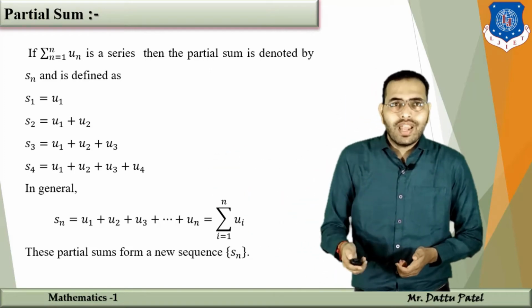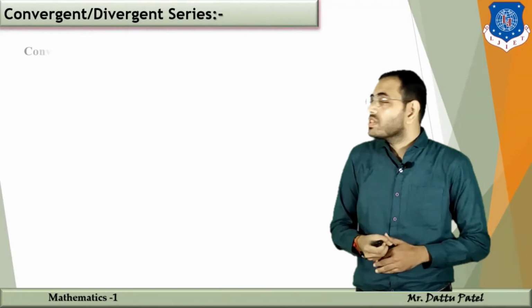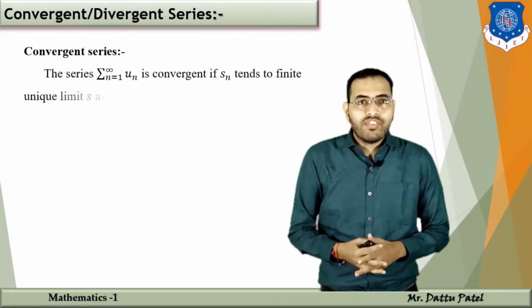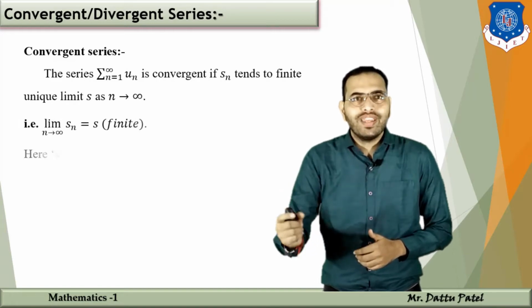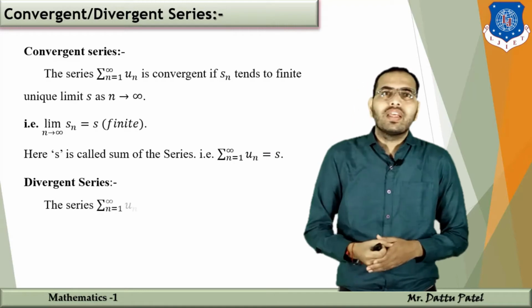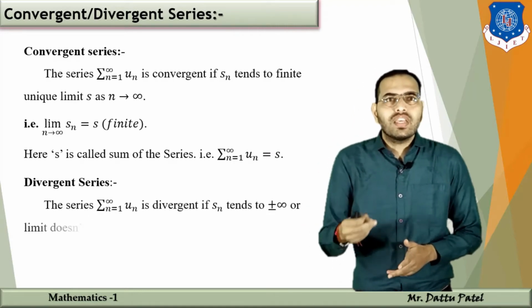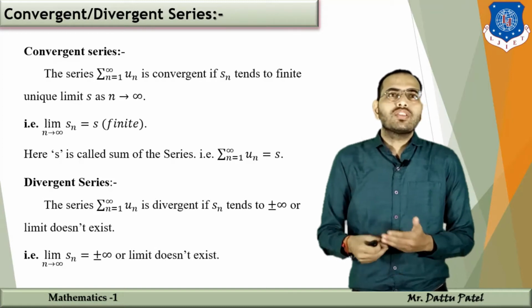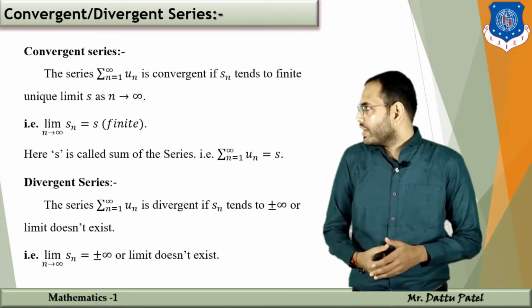Now let's see the next topic, which is convergence and divergence of the series. If Sn tends to a finite or unique limit as n tends to infinity, then we can say that the given series sigma un is convergent. For example, limit n tends to infinity, Sn equals a finite value.